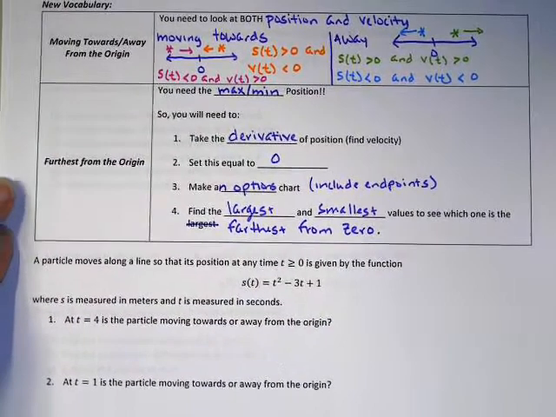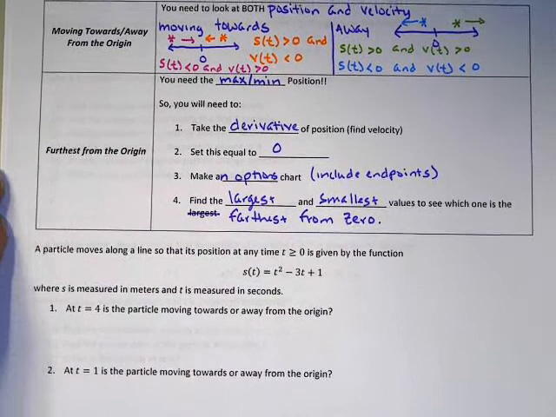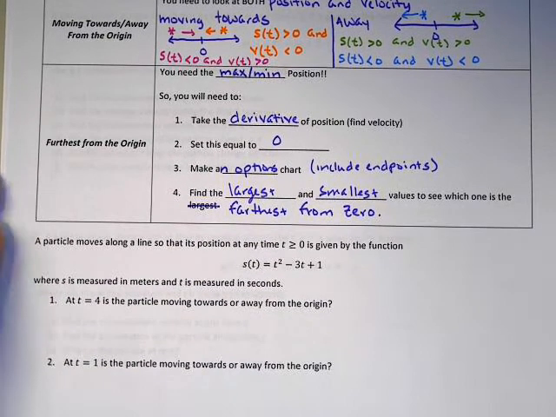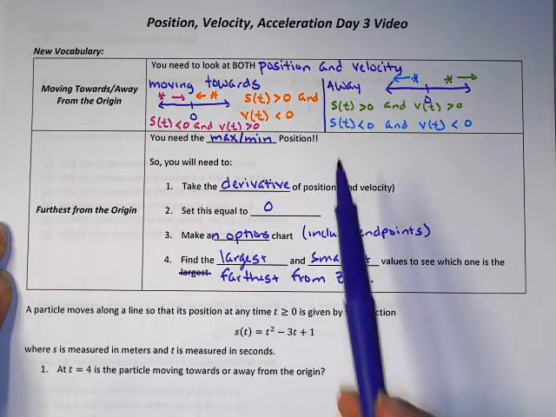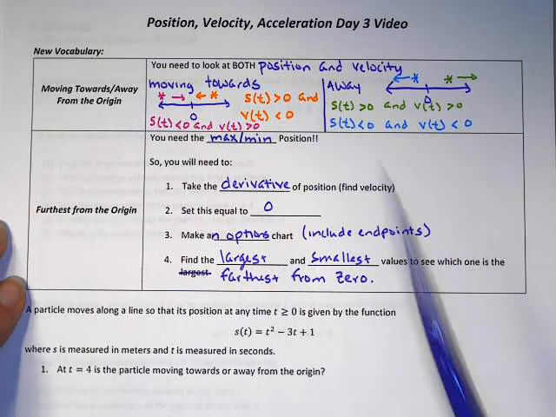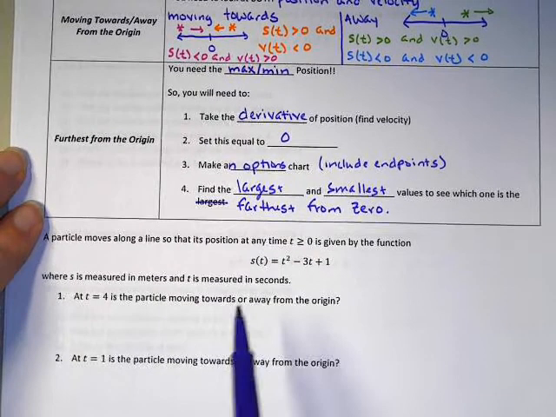So a particle moves along a line so that its position is given by t squared minus 3t plus 1. S is measured in meters and t is measured in seconds. So at time t equals 4 is the particle moving towards or away from the origin? So we set up here that in order to determine this, we need to look at the position and the velocity. So let's start with position.